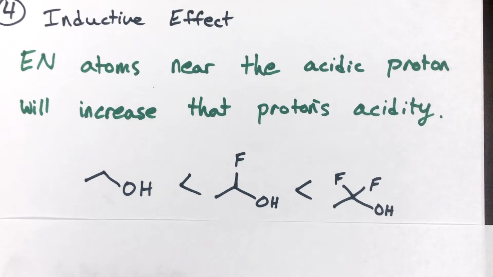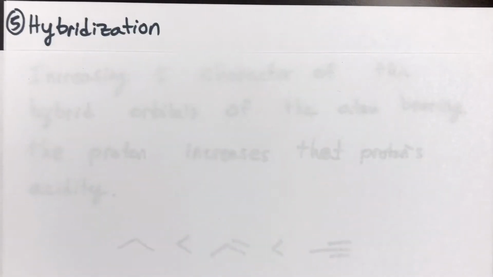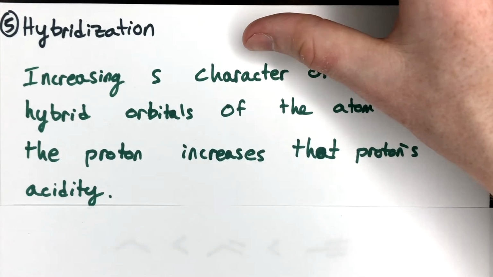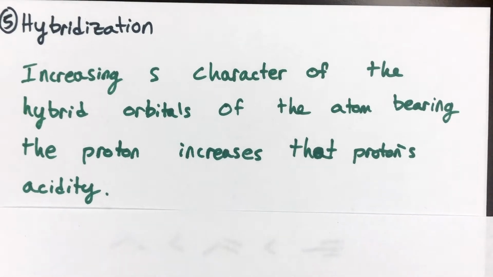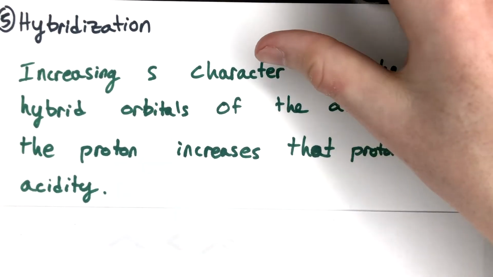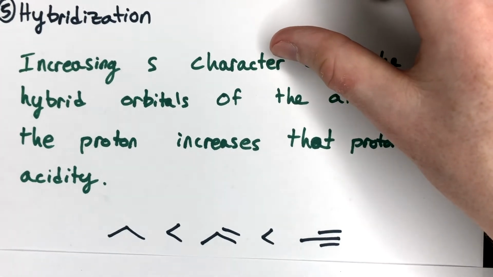So basically, the closer it is, the stronger the inductive effect will be on that proton. And the last factor to talk about is hybridization. In this context, how it's related to acidity is that if you increase the s character of the hybrid orbitals of the atom bearing the proton, that increases that proton's acidity. That is quite the mouthful, but let's use this series to explain what I mean.